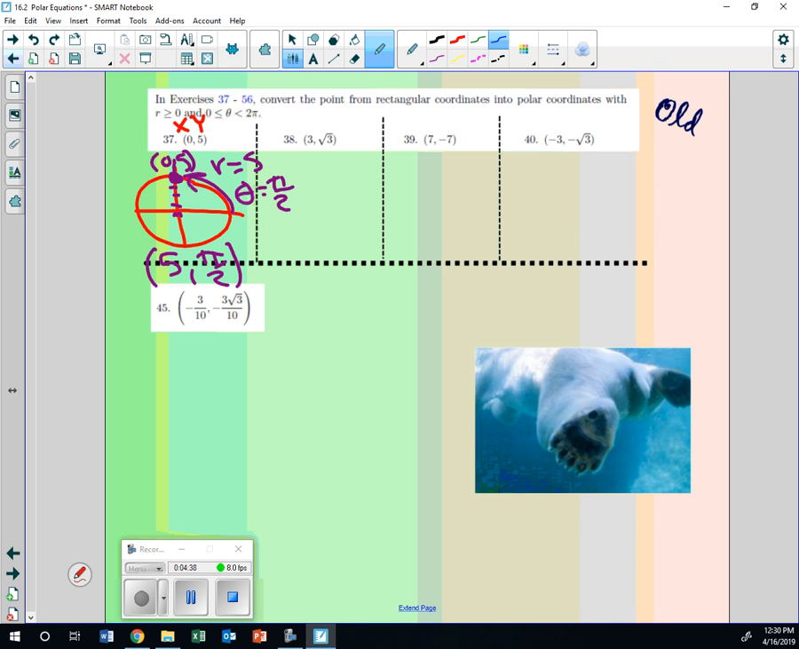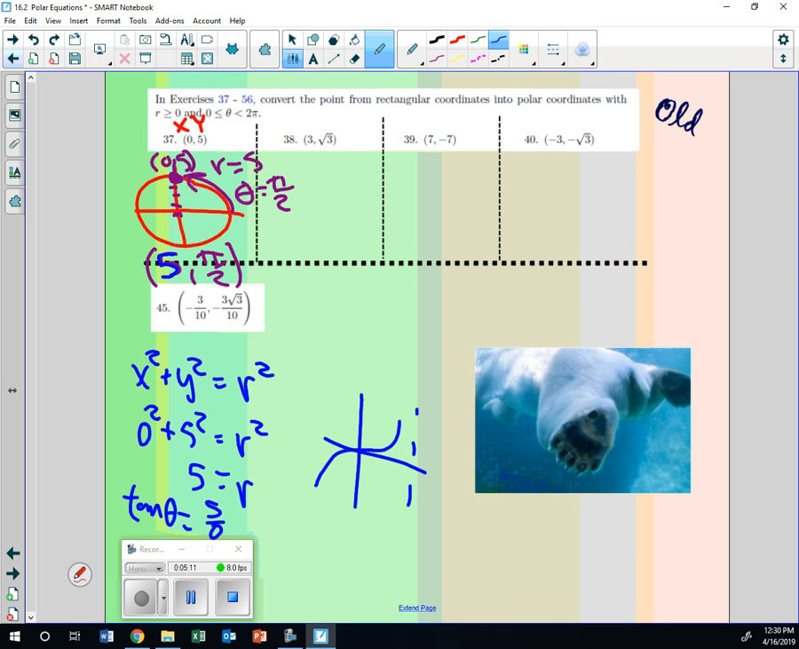X is 0, y is 5. So if we have x squared plus y squared equals r squared, well, 0 squared plus 5 squared, r squared, looks like r is just going to be 5, isn't it? Oh, that's what we said. And then the tangent of theta is y over x, which is 5 over 0. Well, take your calculator. What's 5 divided by 0? Undefined. But if you looked at the tangent, when did we have undefined after 0? Where was it undefined? Pi over 2, right? There it is. You got it.